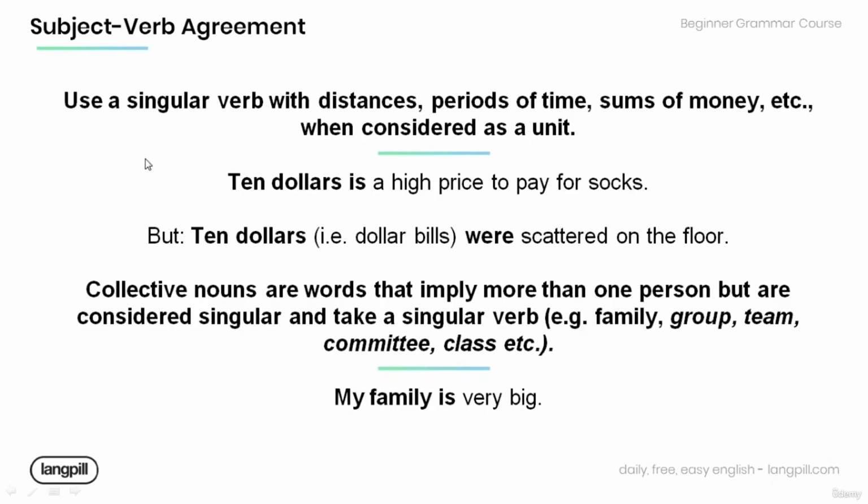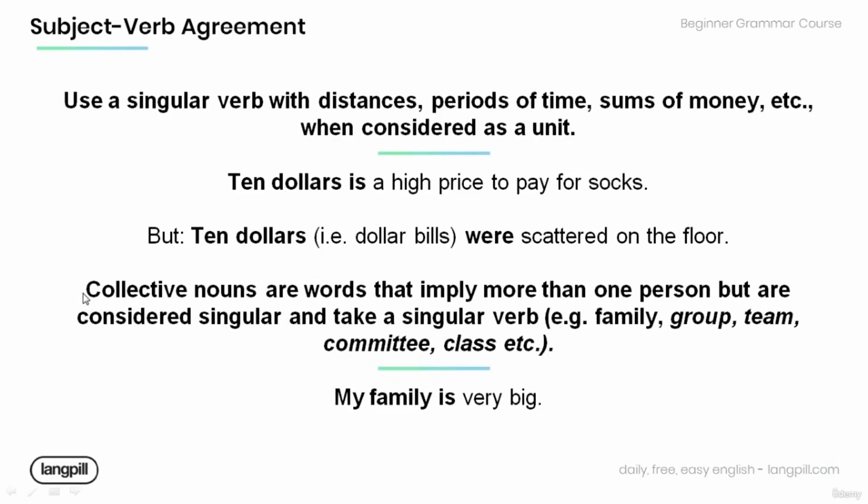Also note that we use a singular verb with distance, periods of time, sums of money, etc. when considered as a unit. Have a look at the following examples. $10 is a high price to pay for socks. Note that $10 in this sentence is considered as a unit. And in this sentence, $10, in other words, dollar bills were scattered on the floor. $10 is not considered as a unit.